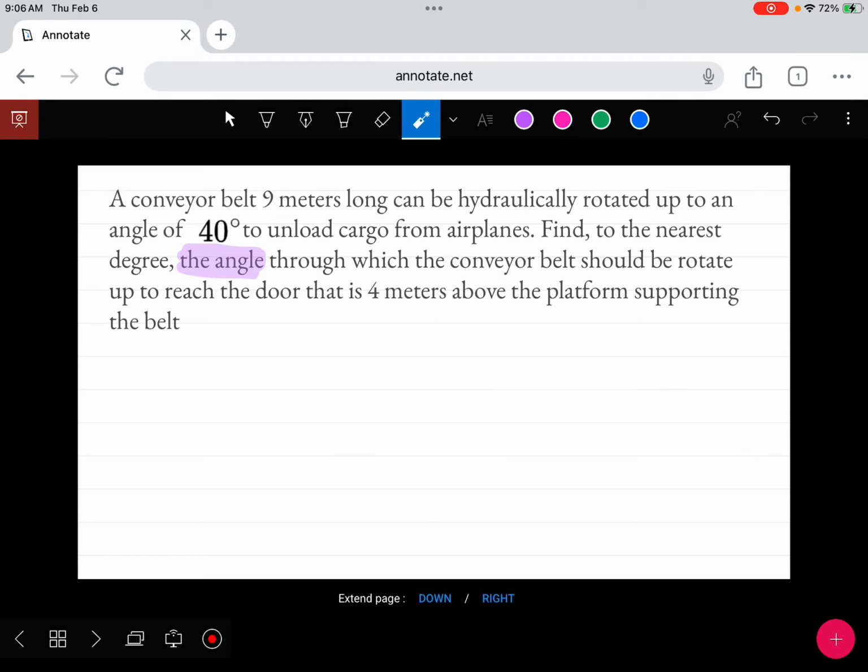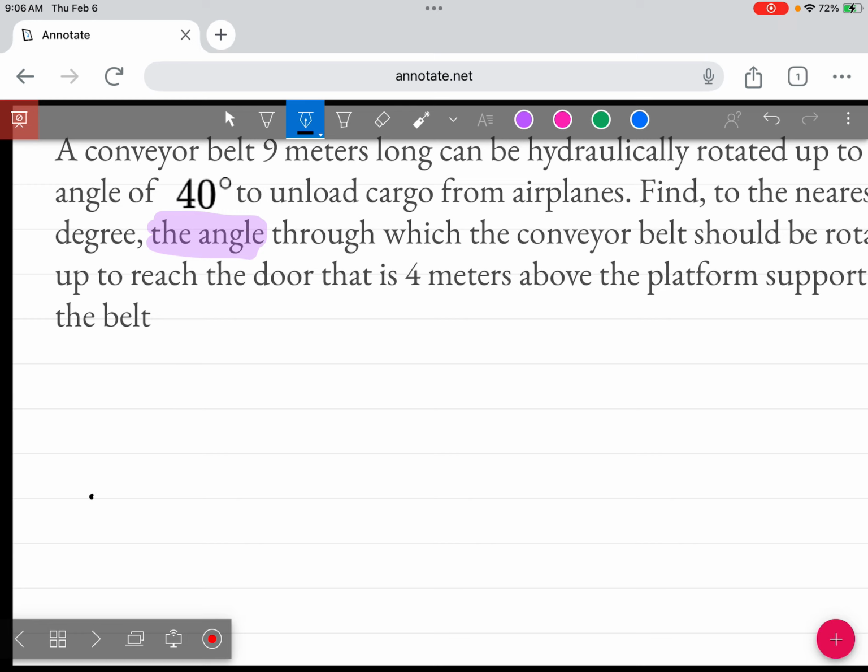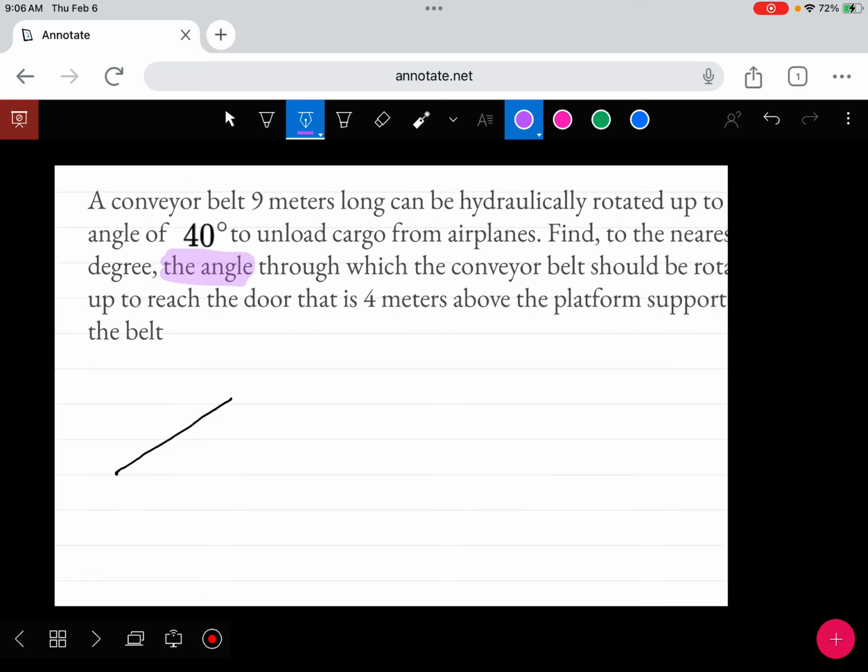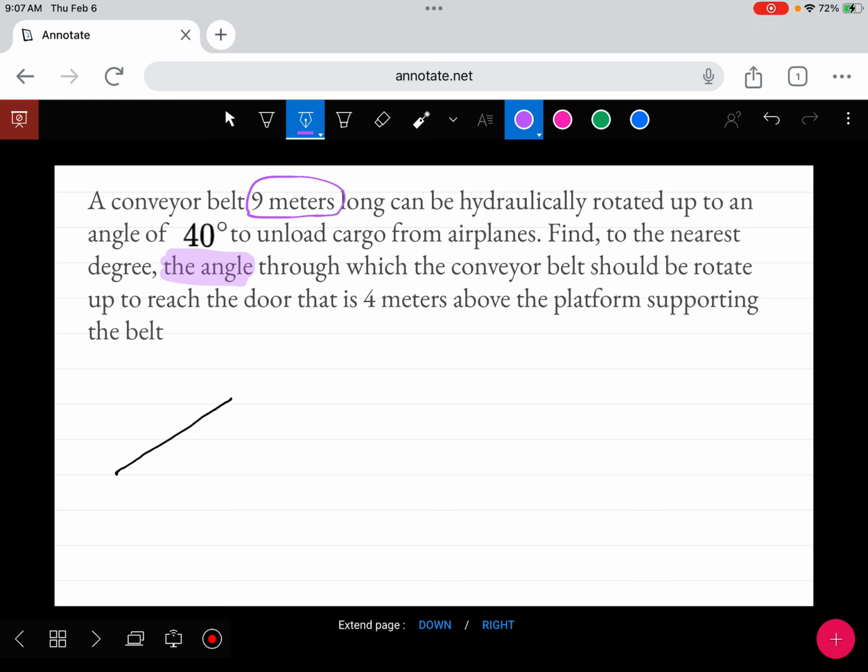Degrees isn't actually relevant to what we're doing. That's the angle we're trying to find. We've got our platform or our conveyor belt, which we know is 9 meters long. So this thing is 9 meters. And we are trying to get the angle when I put that ramp up to a platform that is 4 meters above the ground.